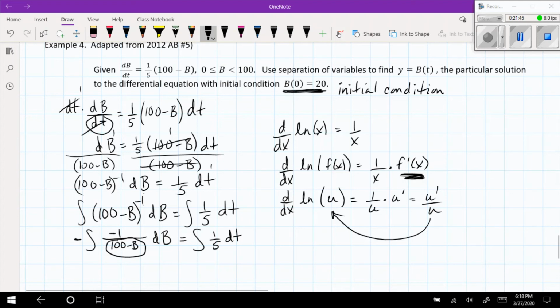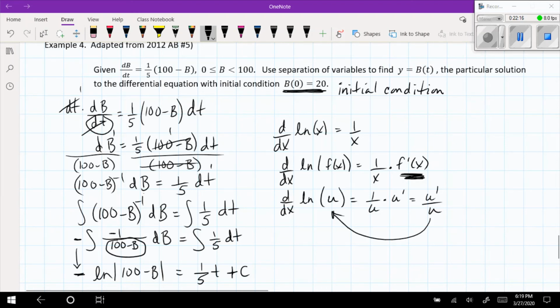And then you would be able to integrate this and just say, okay, I'll copy my constant right here. This is natural log of the absolute value of 100 minus b. And you'd be done with that question right there. You'd have exactly what you need. I'm hoping that that's what most of you can do. This is equal to the integral of the constant 1/5 with respect to t, which the answer to that is just 1/5 t plus c.